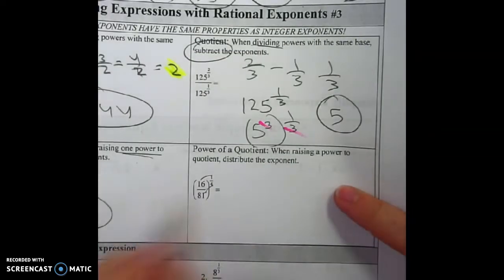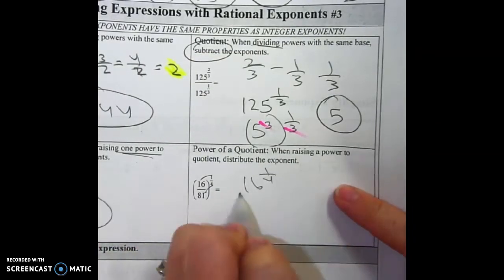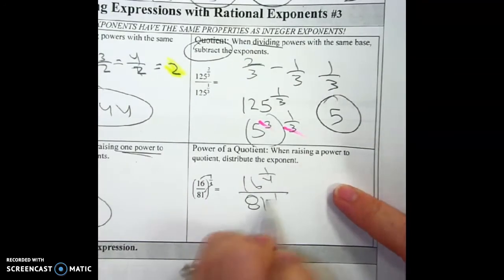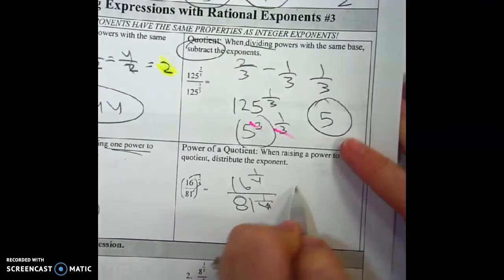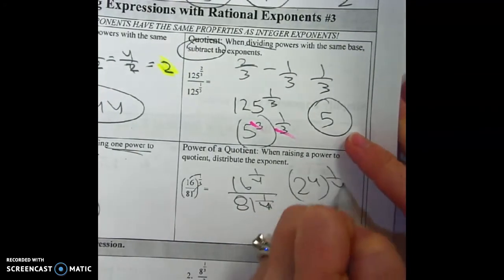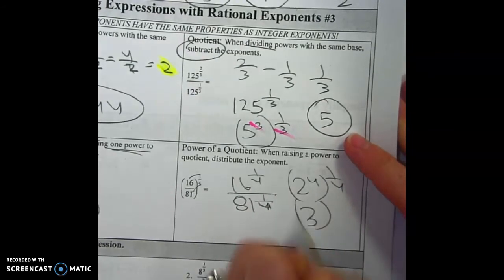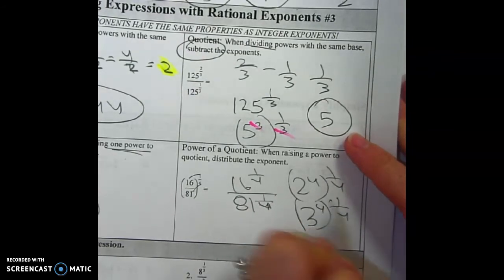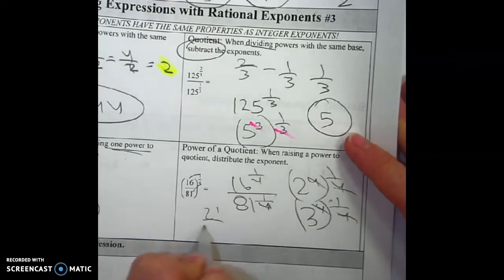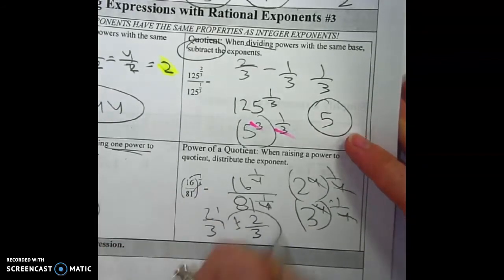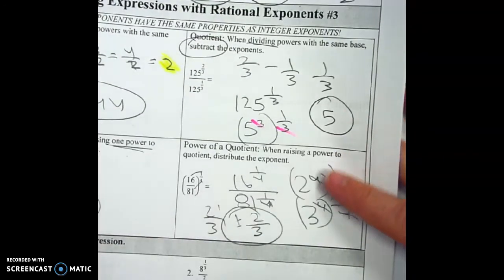This is saying when you have a fraction, you distribute. So that's 16 to the 1/4 over 81 to the 1/4, but I don't like fractions. So 2 to the 4th to the 1/4, 3 to the 4th to the 1/4, bye-bye. 2 to the 1st over 3 to the 1st is 2/3, even root, plus or minus.